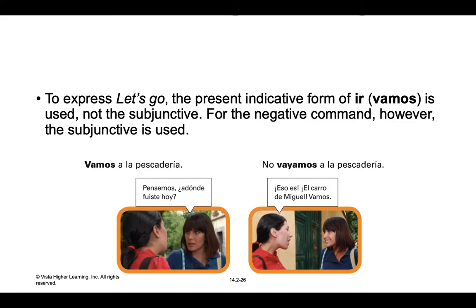So when you want to say let's go, affirmative, you're going to use the indicative. Vamos a la pescadería. If you want to say let's go negative, it's a negative command, you're going to say no vayamos a la pescadería. So let's go to the fish market. Let's not go to the fish market.